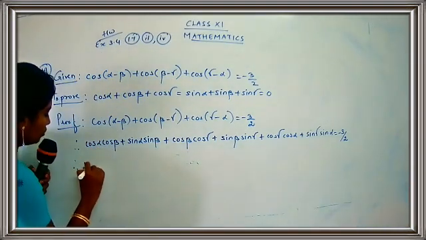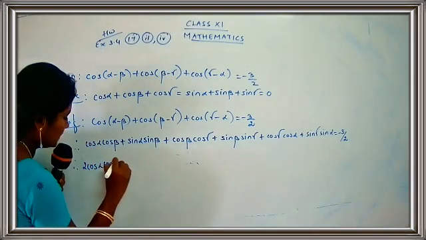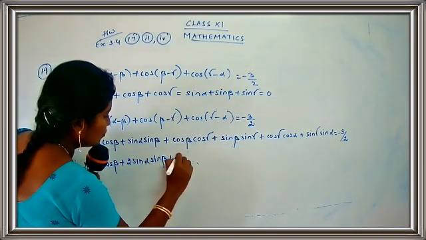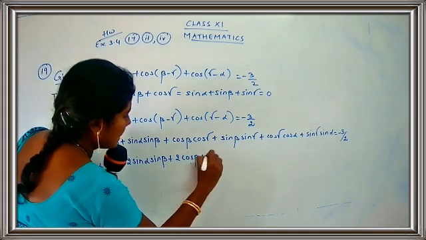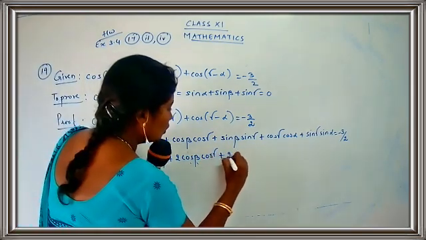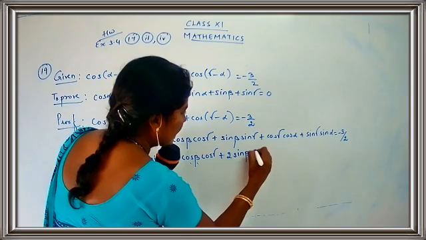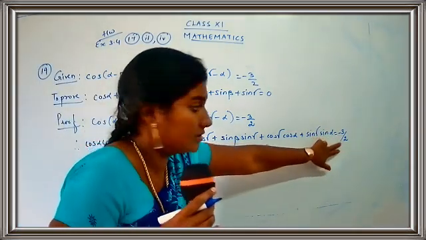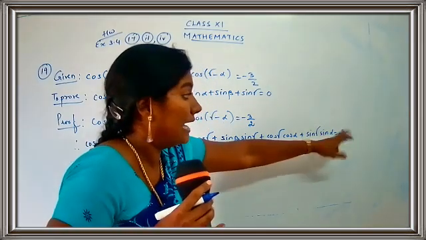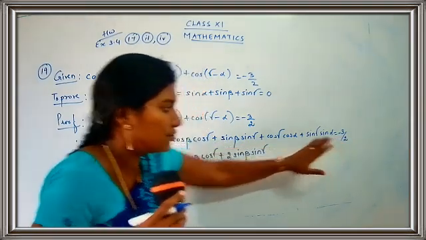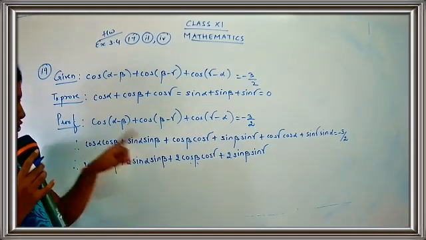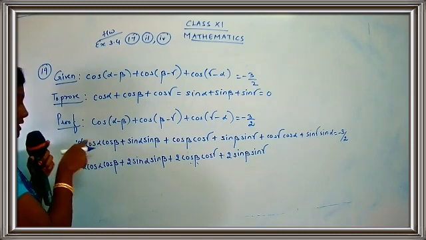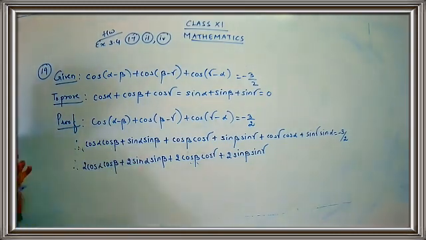I get 2 cos alpha cos beta plus 2 sin alpha sin beta plus 2 cos beta cos gamma plus 2 sin beta sin gamma. Do not get confused, very simple thing. We have 2 in the denominator, which is in the form of division. When it comes to the LHS, it will turn into multiplication. So 2 into everything. This 2 is not only for one term, it is common for every term. So just take it down.